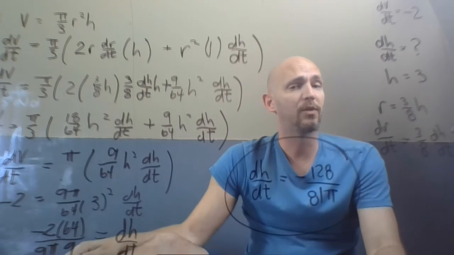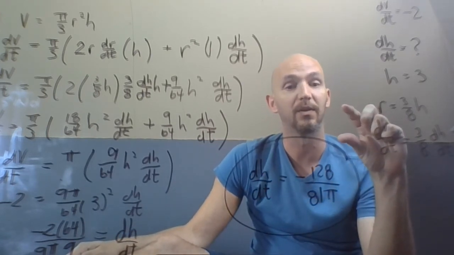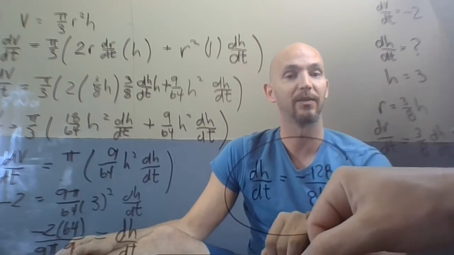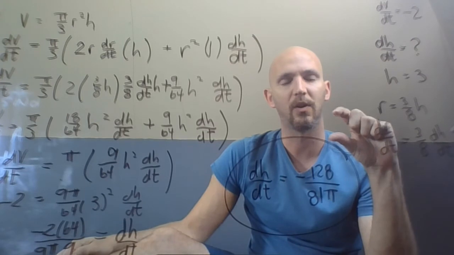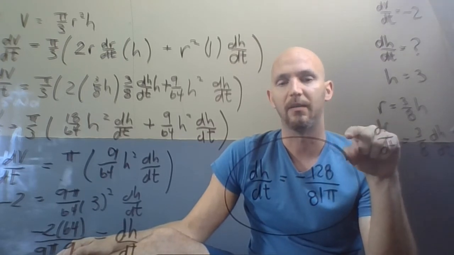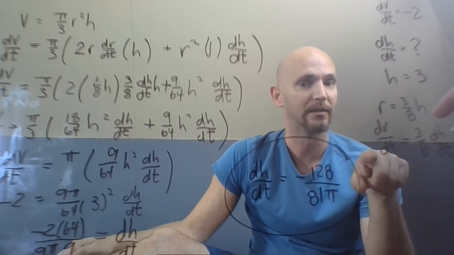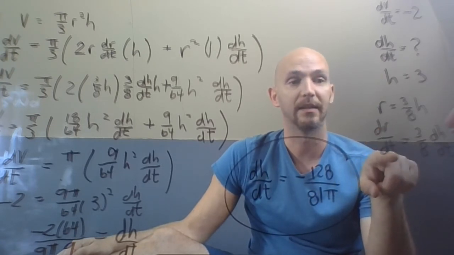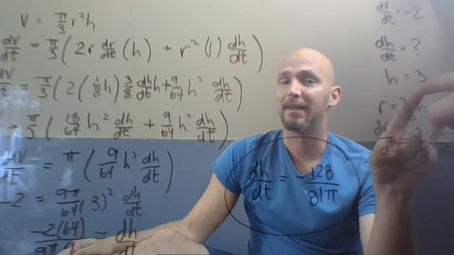Yes, 2 cubic inches per minute, then the height of the water in that cone is going to be dropping, which is good because we got a negative number here. The height of the water in the cone will be reduced by 128 divided by 81 pi, whatever that is, every second at that particular moment. Now, why is that in there?